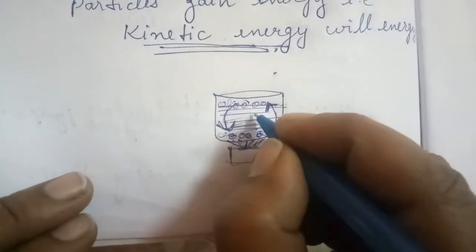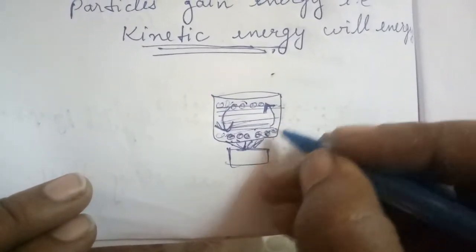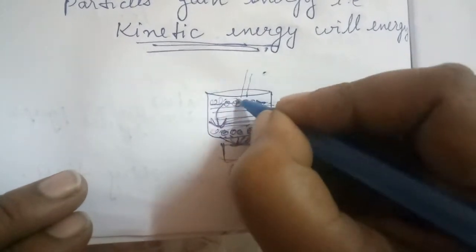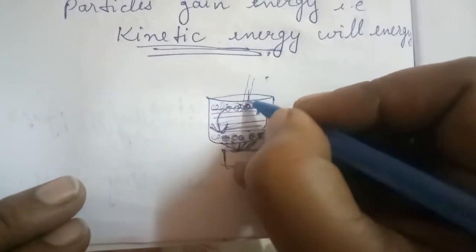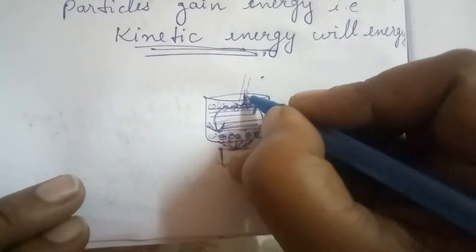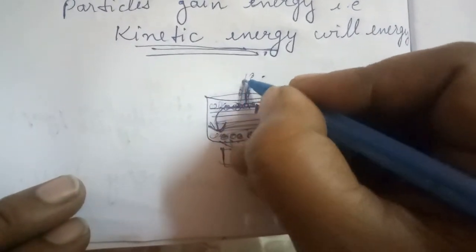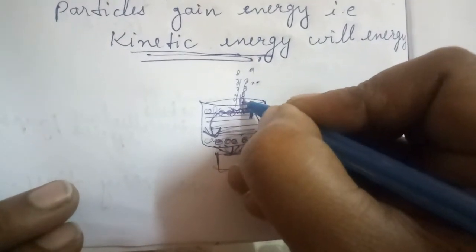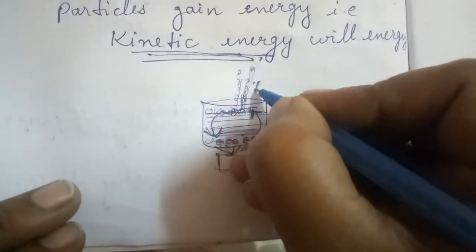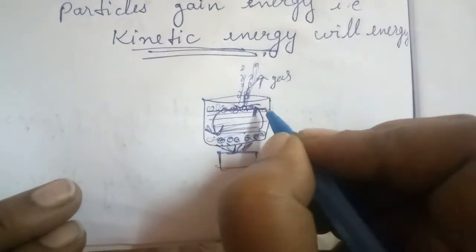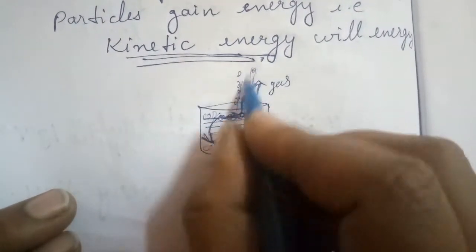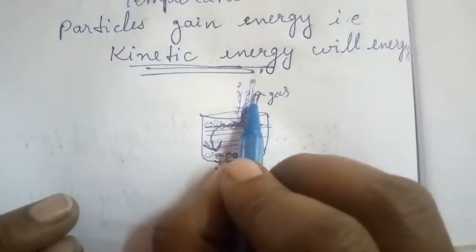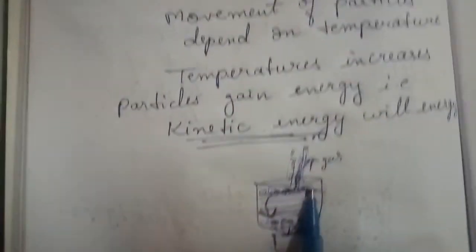When the water starts boiling, you will see the vapors. You will see the surface of the water breaks and it starts coming out in the form of vapors. This means that they have gained so much energy that they have started moving in the form of gas. So because of the increase in temperature, the particles have started moving. So temperature plays a very important role in the movement of particles.